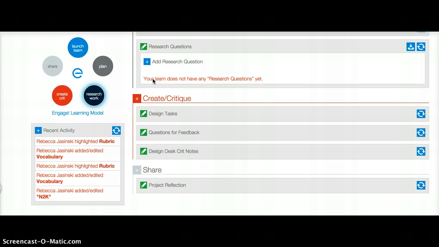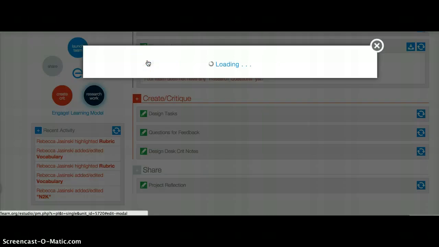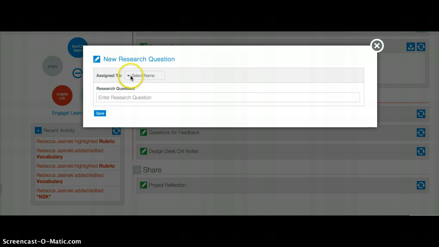So as your team develops the research questions, one person needs to type the questions in. They need to go to this research questions section, click add research question. Okay, and then you need to pick who is going to answer this research question, okay, in your team. Well, my team is just me, so I'm going to pick me.